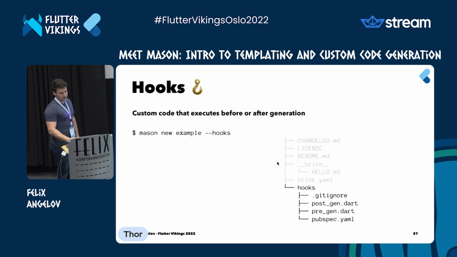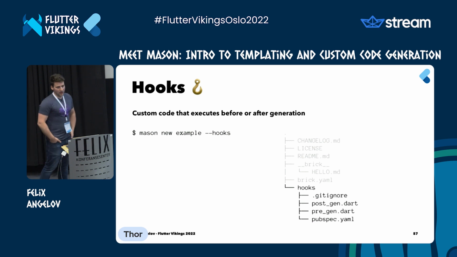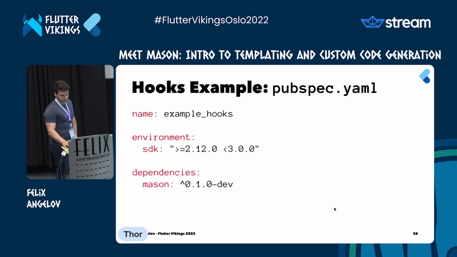The easiest way to get started with hooks is to create a new brick and then specify --hooks. And you'll see all the previous output that we saw, in addition to this hooks folder that has a pubspec, a pre_gen, and a post_gen.dart. The pubspec is just your normal pubspec. By default it has a dependency on Mason because you need that. You can add other dependencies here too, like your hooks can depend on other packages.